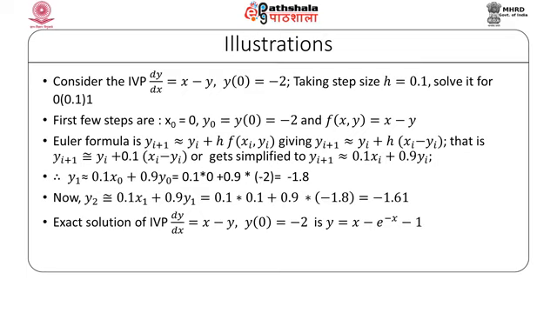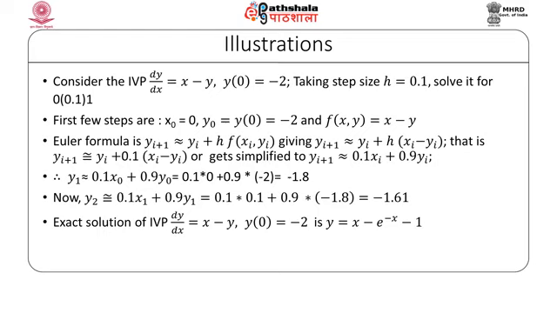So y1 will be estimated, where x0 is 0 and y0 is minus 2. If we simplify the formula, yi plus 1 is 0.1 xi plus yi minus 0.1 yi, that gives 0.9 yi. So y1 is 0.1 x0 plus 0.9 y0. Substituting 0.1 into 0 plus 0.9 into minus 2, the answer is minus 1.8. This is our estimate of the value of y at x equal to 0.1.